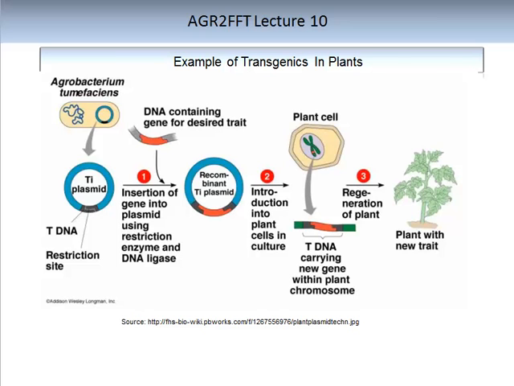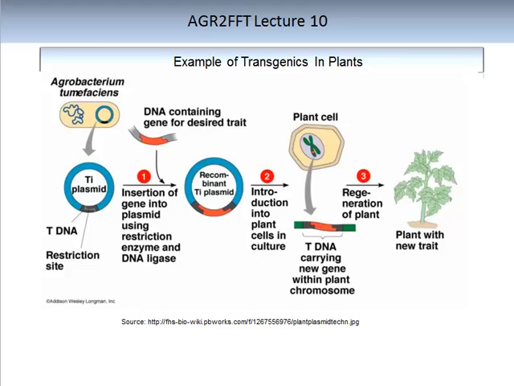Once the gene has been inserted into the plasmid, with the use of something called a restriction enzyme and DNA ligase, which you can think of simply as the process and the glue, the DNA then becomes what we call a recombinant Ti plasmid, i.e. it's ready to insert. In stage 2, your recombinant Ti plasmid is introduced into the plant cells.